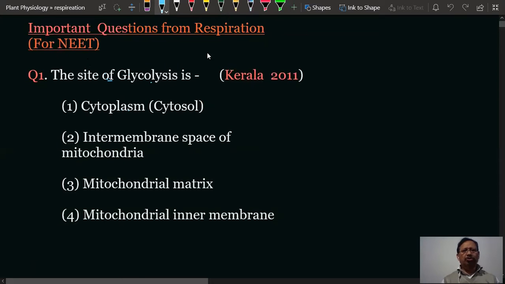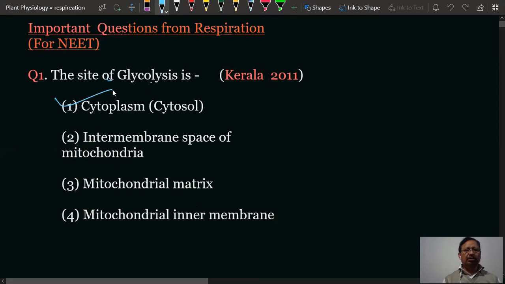Some important questions from respiration for NEET. Question 1. The site of glycolysis is: options are cytoplasm, cytosol, intermembrane space of mitochondria, mitochondrial matrix, and mitochondrial inner membrane.